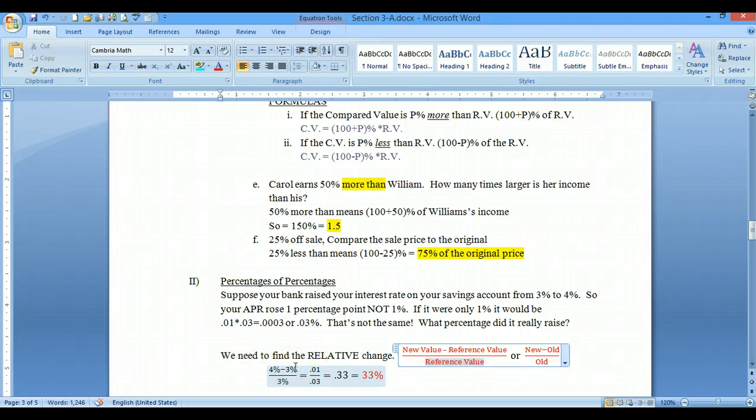4 minus 3 gives me 1 percentage point, or 0.01, divided by 3%, which changed to a decimal is 0.03. Dividing 0.01 by 0.03 gives me 0.33, or 33%. So it was an increase of 33% to go from 3% to 4% for my APR. Now over here, this was telling us if it rose 1%, it would only have increased 0.03, not increased up to 4%, but it was an increase of 33% to go up to 4.